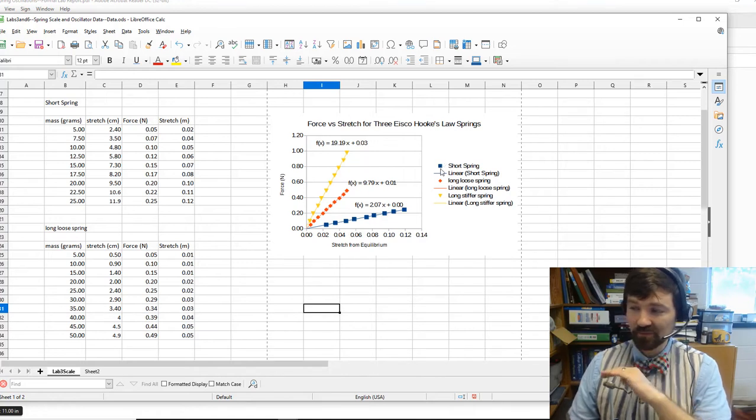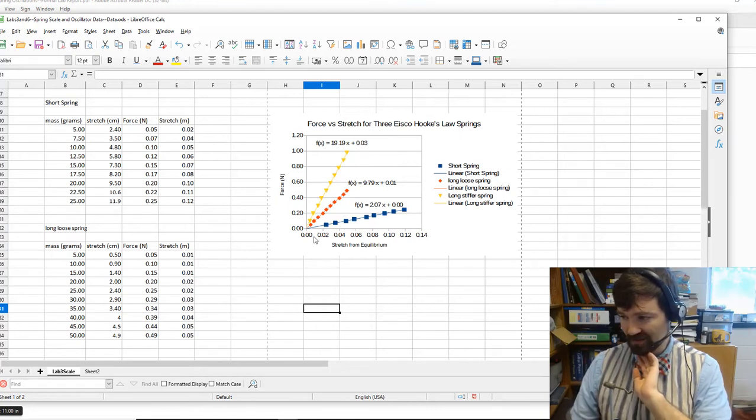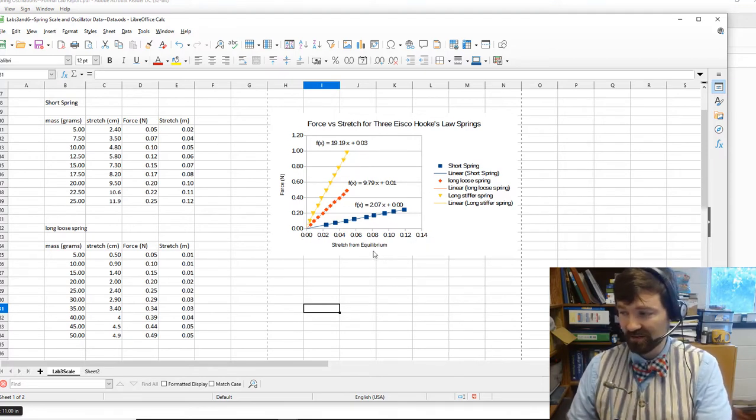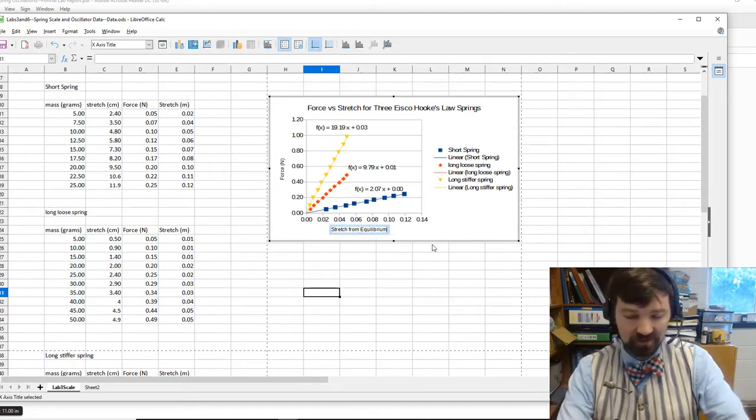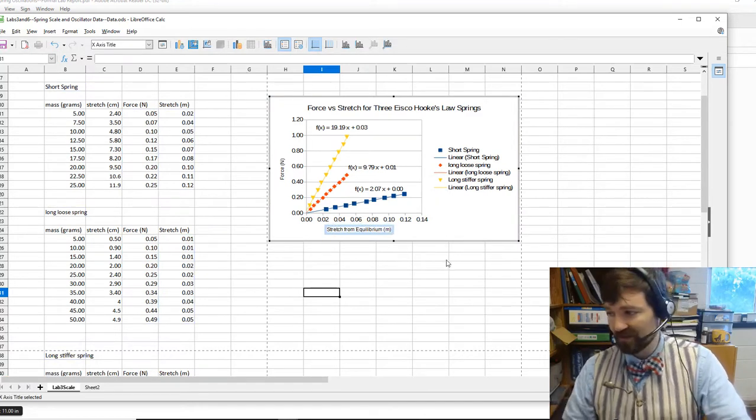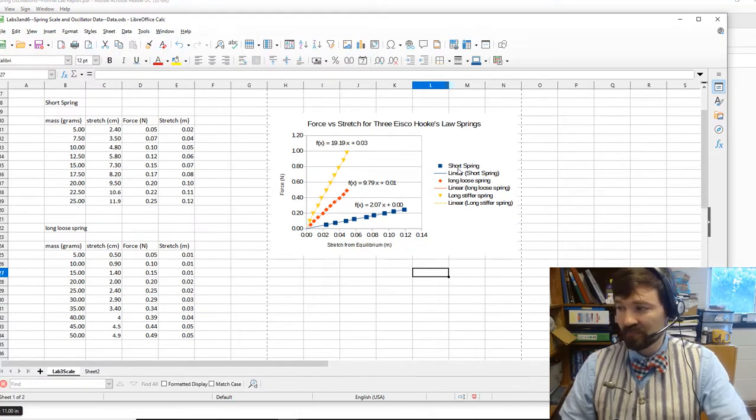And you'll notice that when all is said and done, this graph has a title on it. This graph has axes that both have scales. They both are labeled. So this is a force axis. These are the units, newtons. This is the scale. This is a stretch from equilibrium axis. These are the scale. This should actually have a unit to it, so we can just add onto it. Unit is in meters.